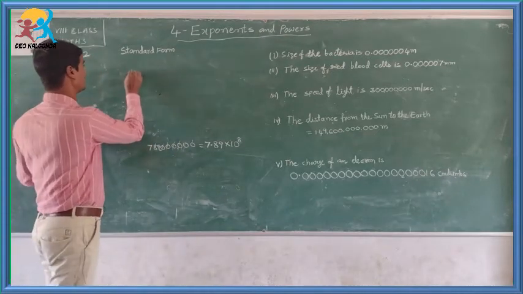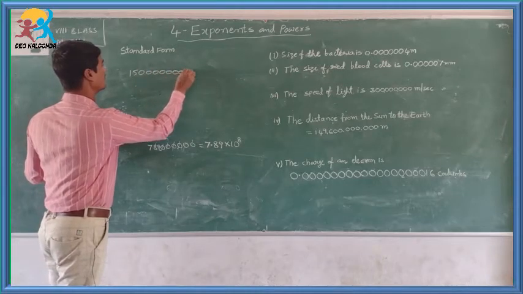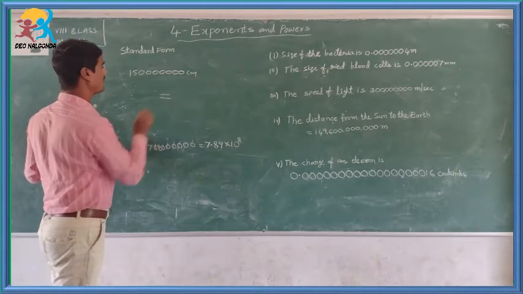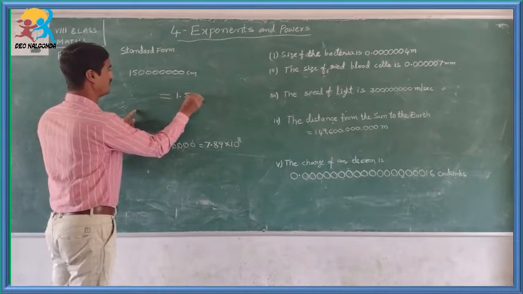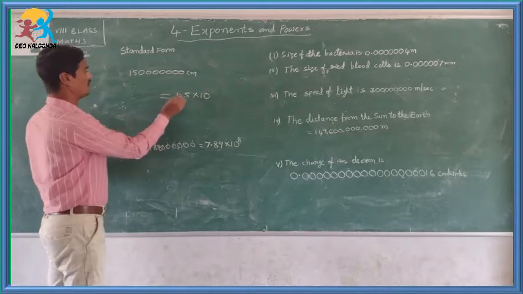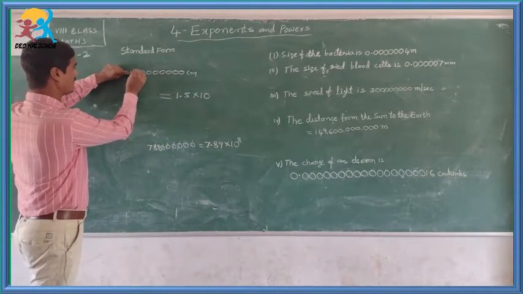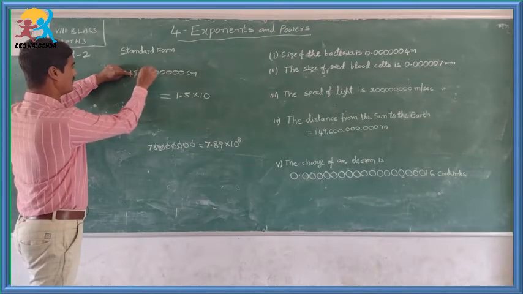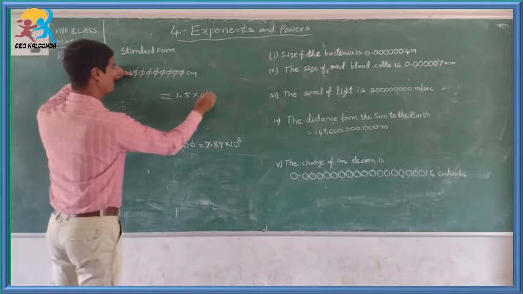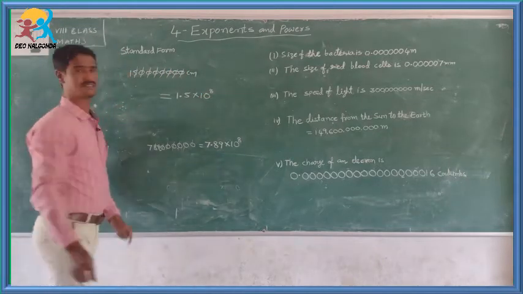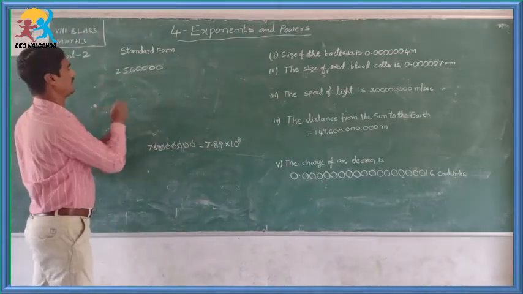Suppose I take 15,000 centimeters. Now how can we write this one? 1.5 into 10 to the power of, 1 digit after the point. So how many are remaining here? 1, 2, 3, 4, 5, 6, 7, 8. So 10 to the power of 8. Very easy, no?